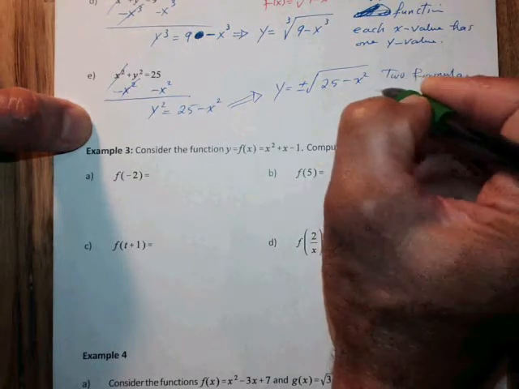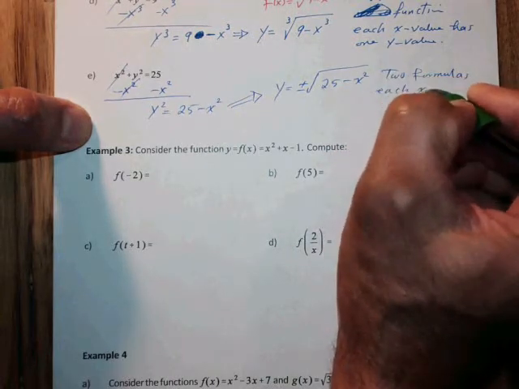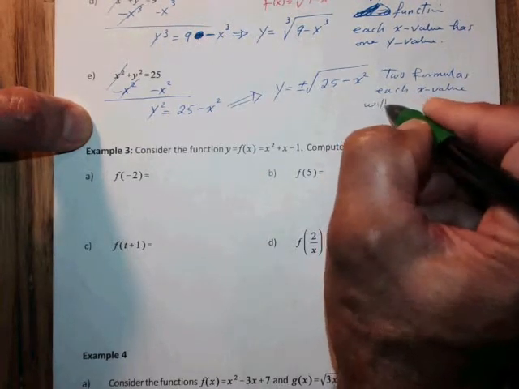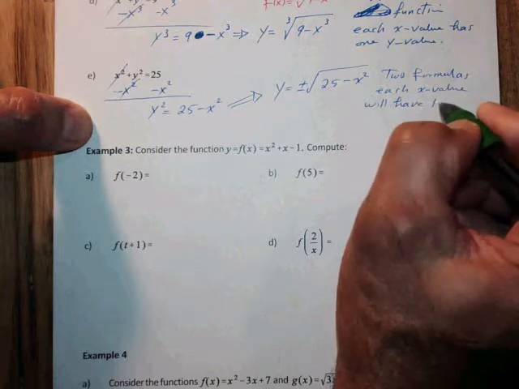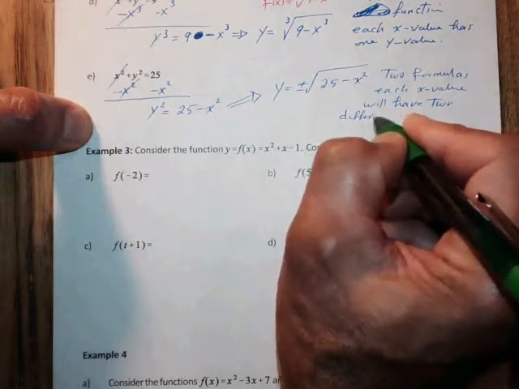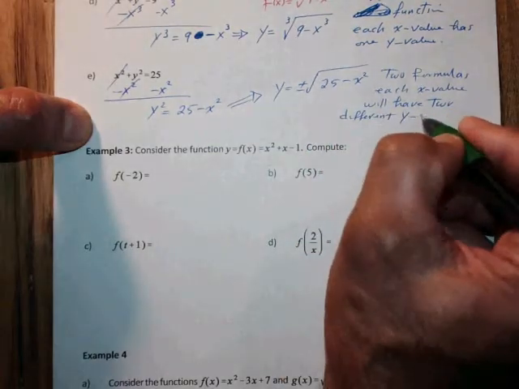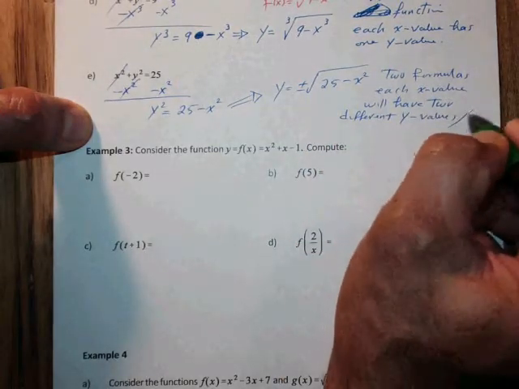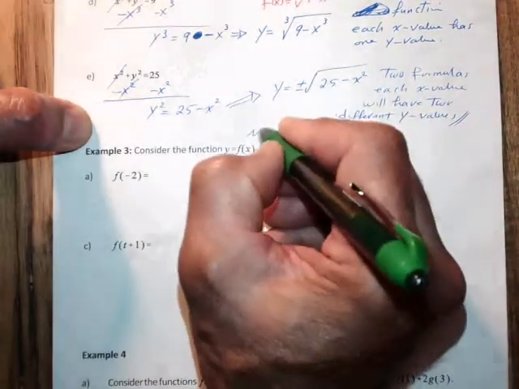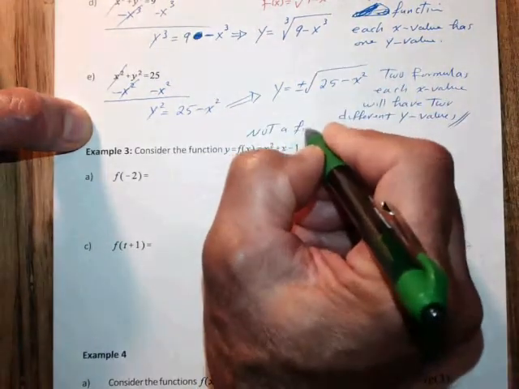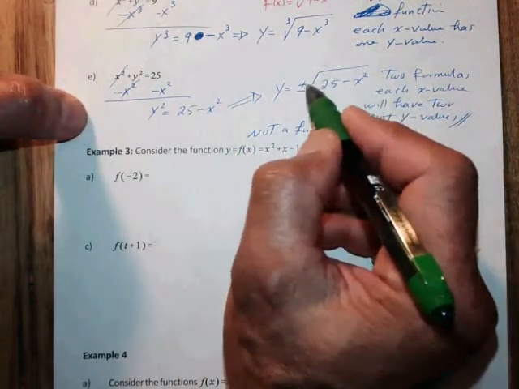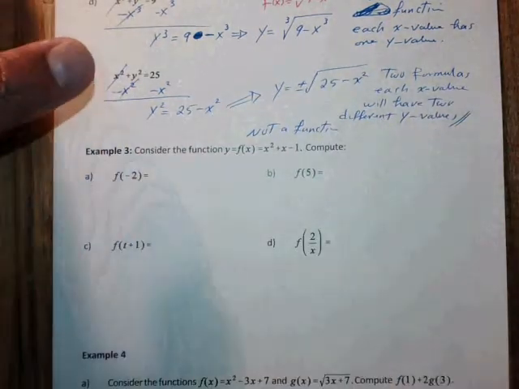So that means each x value will have two different y values. That's why it's not a function. So that's not a function. Not a function. Because if you choose any x value, you get two of them, one plus and one minus.